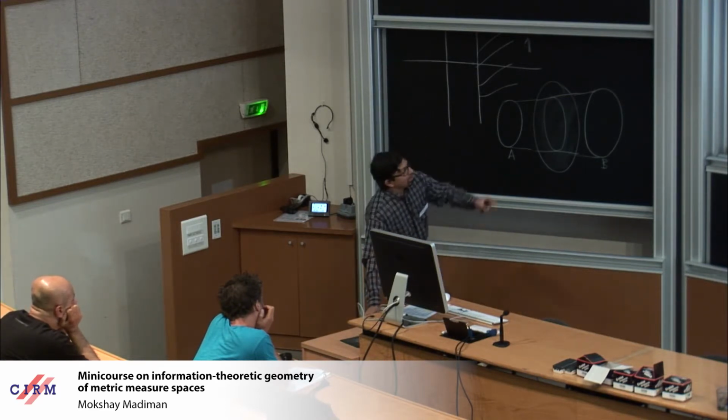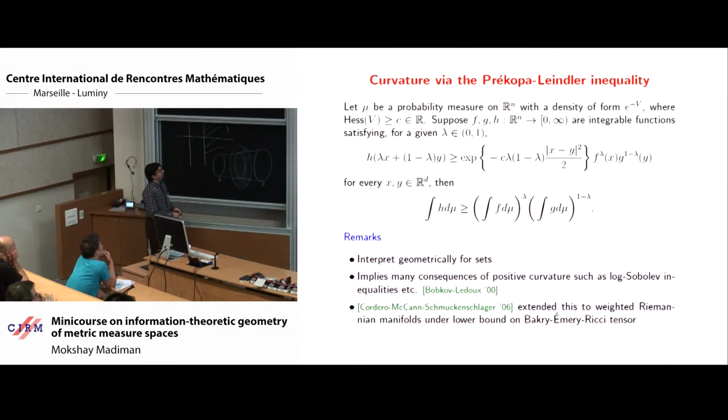And this inequality is saying something similar. It's saying that with a weaker assumption on these indicator functions, you can get the same conclusion. So somehow some smaller set already has at least this measure. So that's like an expression of positive curvature.